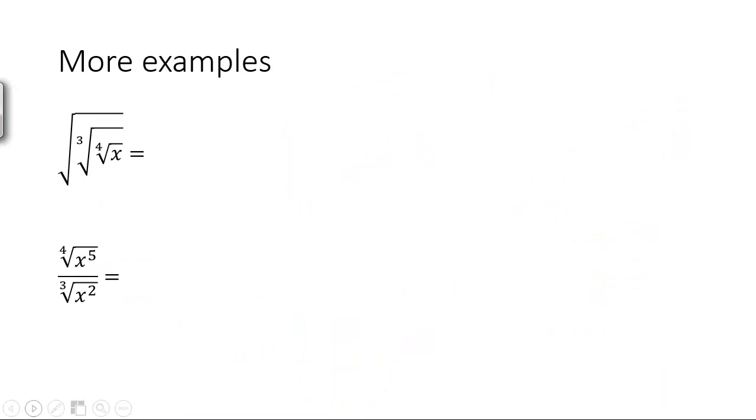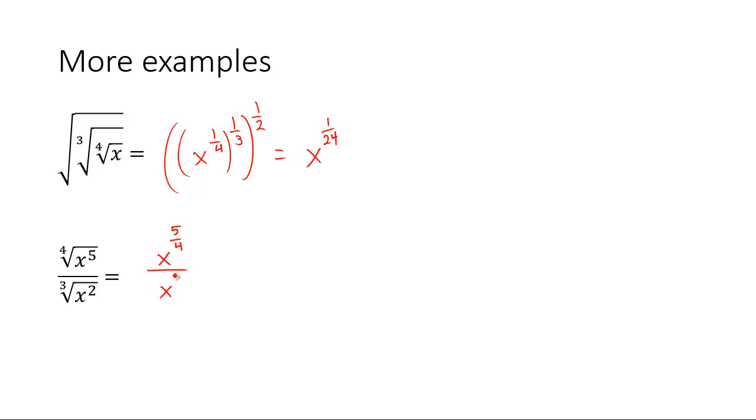And these final Mondo examples, x to the 1 quarter, to the 1 third, to the 1 half, multiply them all together, you get x to the 12 times 2, which is 1/24. And here, x to the 5 fourth over x to the 2 third, that's x to the 5 fourths minus 2 thirds. Get a common denominator, and you know how to do that by now, hopefully. So that's 15 twelfths minus 8 twelfths, which is 7 twelfths.